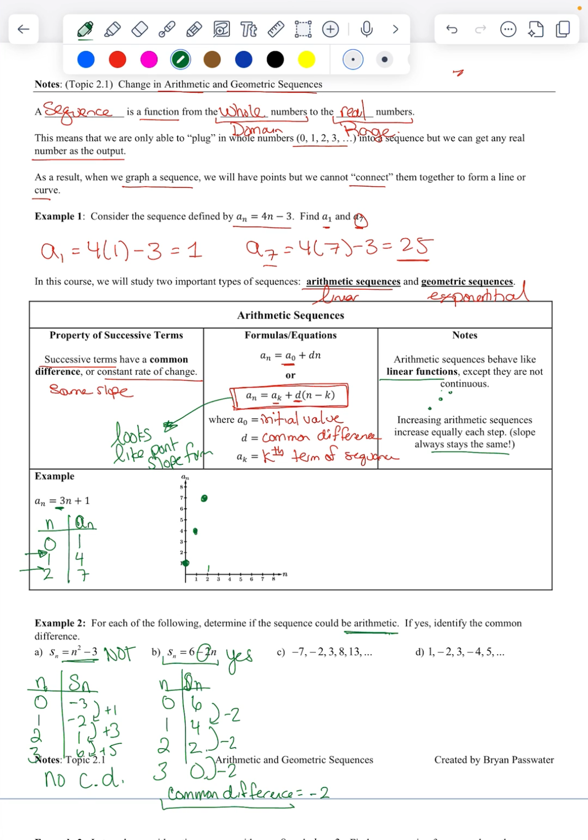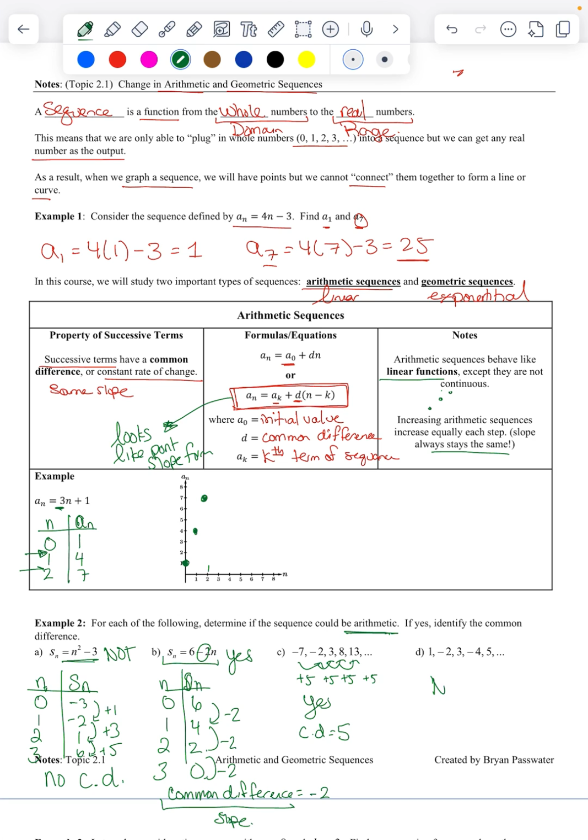Because remember, the common difference is a linear behavior, and therefore the common difference will be the slope if given an equation. So what about if you're given that sequence as a set of numbers? Well, you have to check if there is going to be a common difference. And going from -7 to -2 is +5. Going from -2 to +3 is +5, +5, +5. So this is why the common difference is 5.